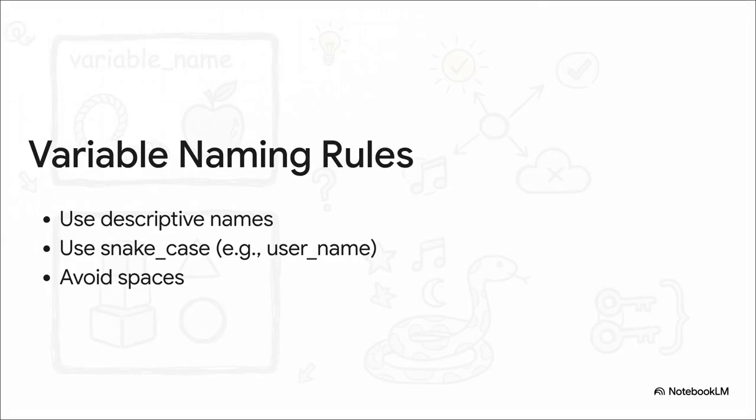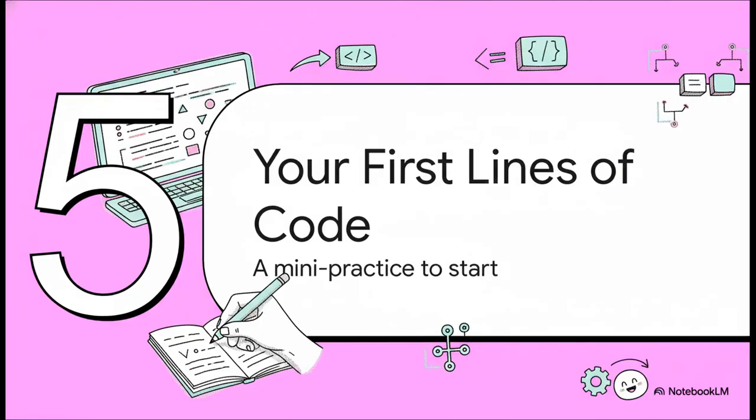So here are a few simple rules to live by. First, as we just saw, always use descriptive names. Second, in Python, the community standard is to use snake case. That just means all lowercase letters with underscores separating the words. And finally, a hard rule. You can't have spaces in your variable names. It just won't work. All right, that is enough theory.